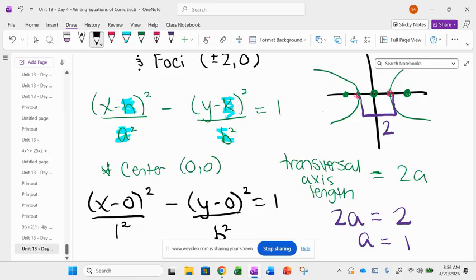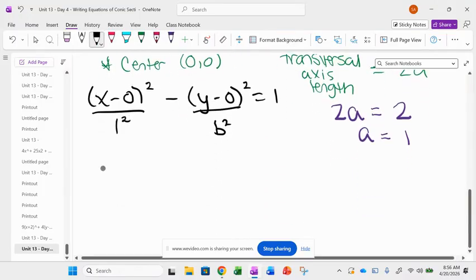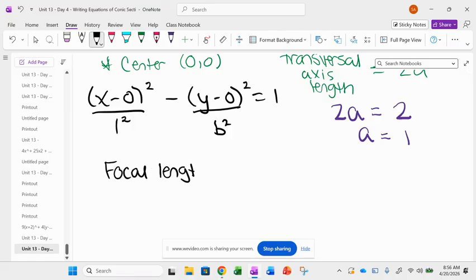The only other thing I have are the coordinates of the foci. Do we have any equation for anything to do with foci? We sure do. We have the focal length. So we know for the focal length, c is equal to the square root of a squared plus b squared.